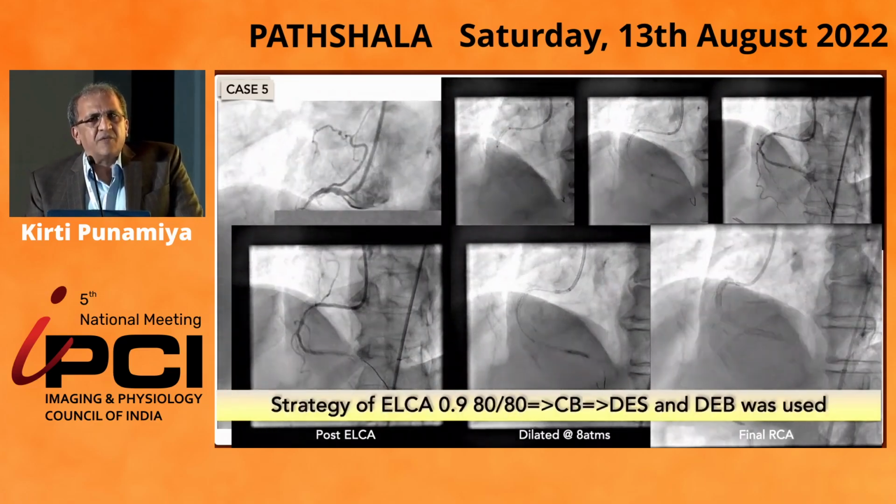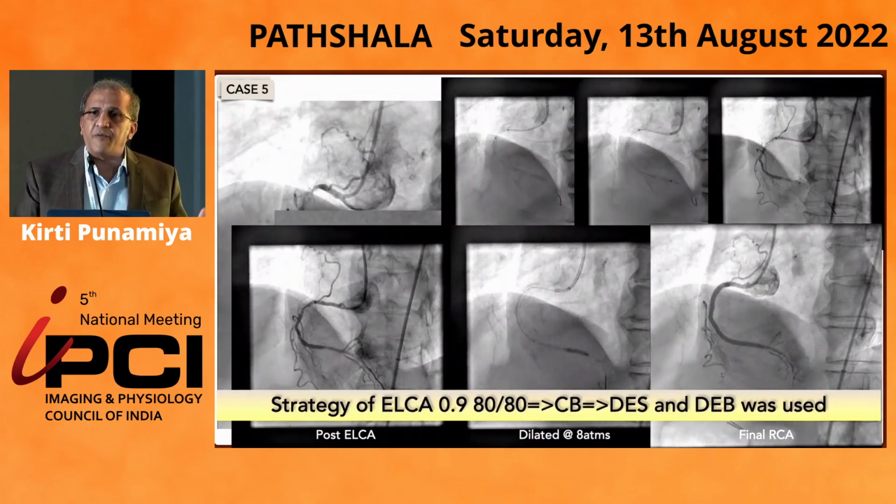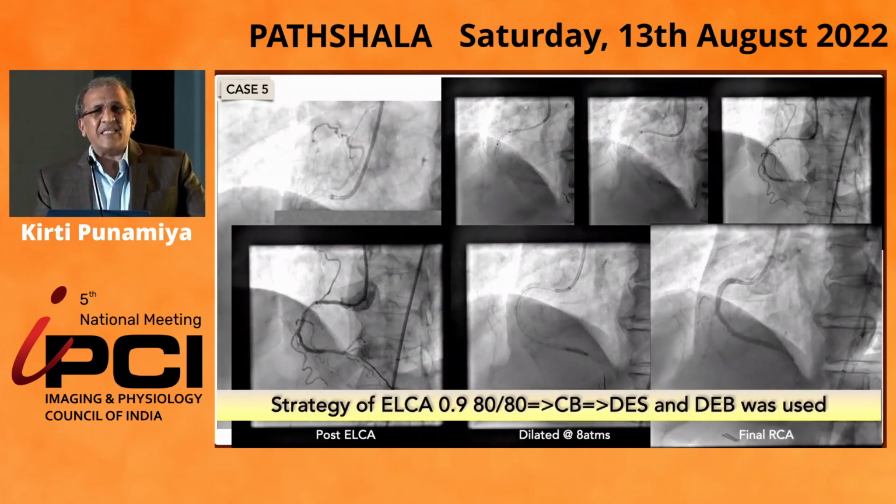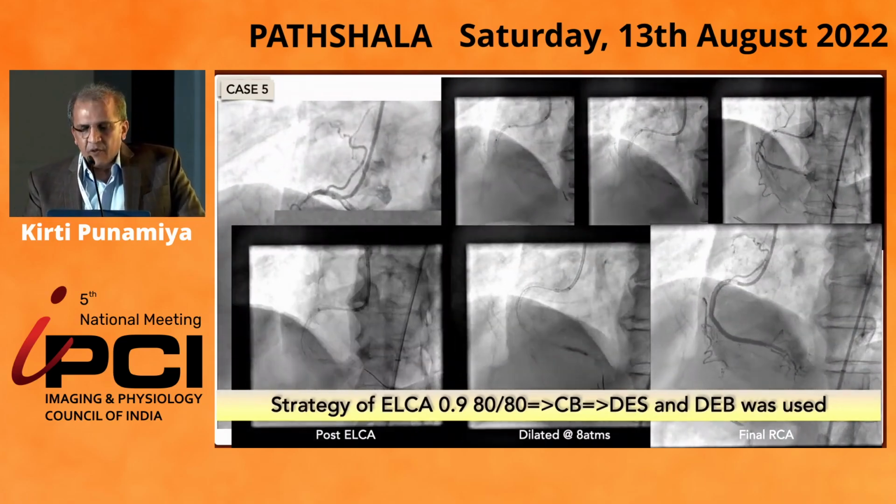So here the strategy was using an ELCA followed by a cutting balloon. So the question is, the access device could be rotational atherectomy, could be ELCA at times.